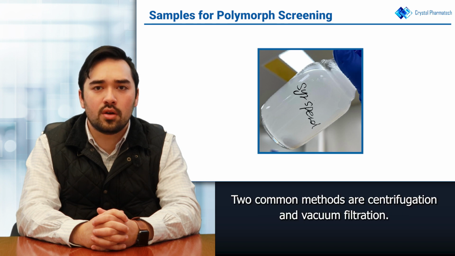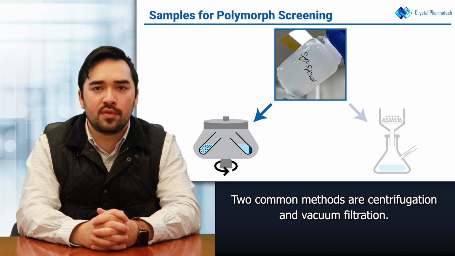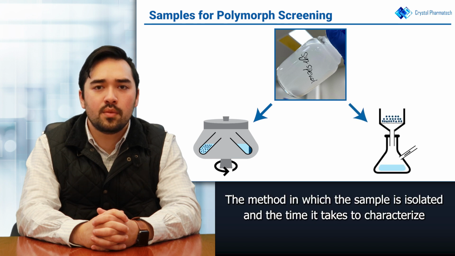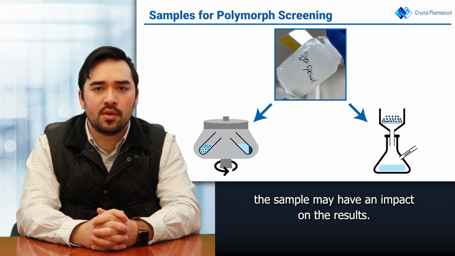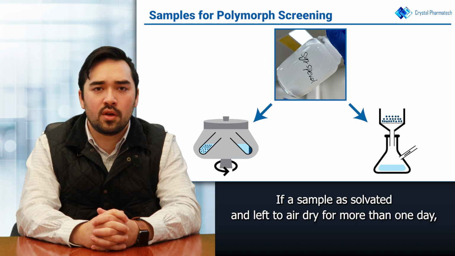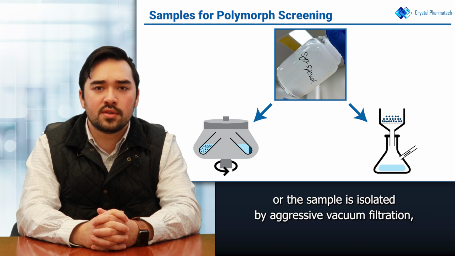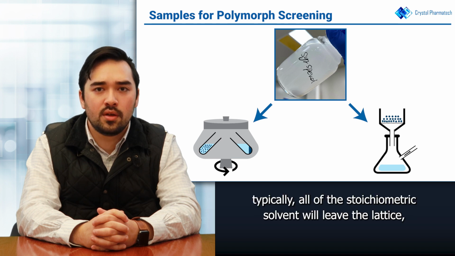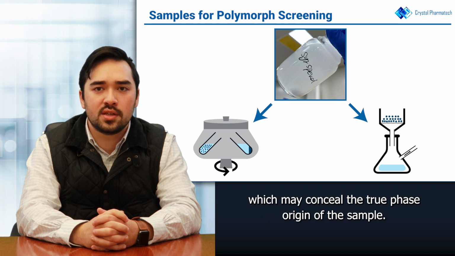Two common methods are centrifugation and vacuum filtration. The method in which the sample is isolated and the time it takes to characterize the sample may have an impact on the results. If a sample is solvated and left to air dry for more than 1 day, or the sample is isolated by aggressive vacuum filtration, typically, all of the stoichiometric solvent will leave the lattice, which may conceal the true phase origin of the sample.